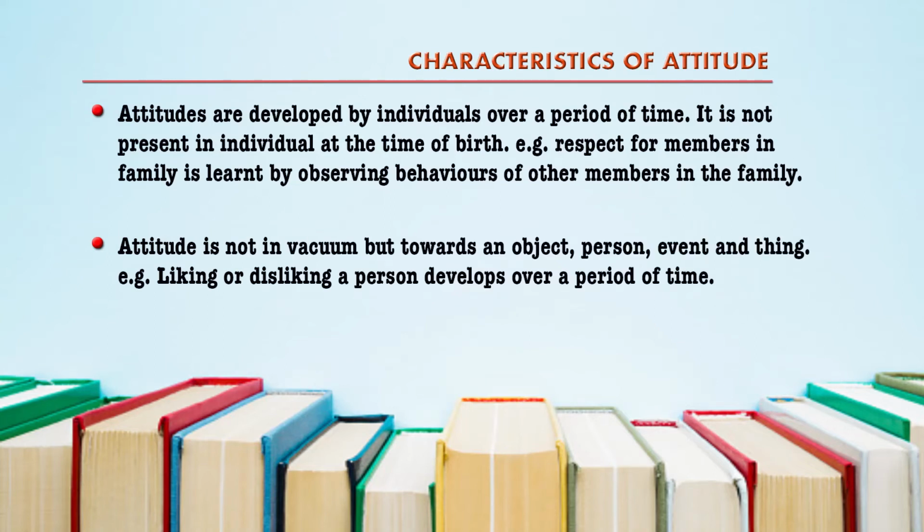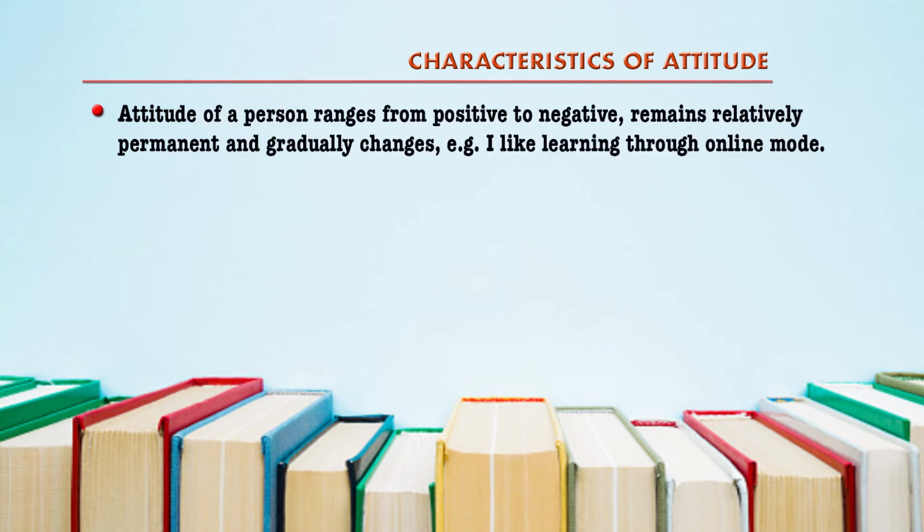So, that is why we can say that attitudes are developed. Further, attitude is not in a vacuum, but towards an object, person, event and thing. So, we have attitudes towards certain things. Our attitude may be positive or negative, favorable or unfavorable, towards a person, towards a certain object, towards a certain event, towards a certain situation. Okay. And the attitude of a person ranges from positive to negative, remains relatively permanent and gradually changes.